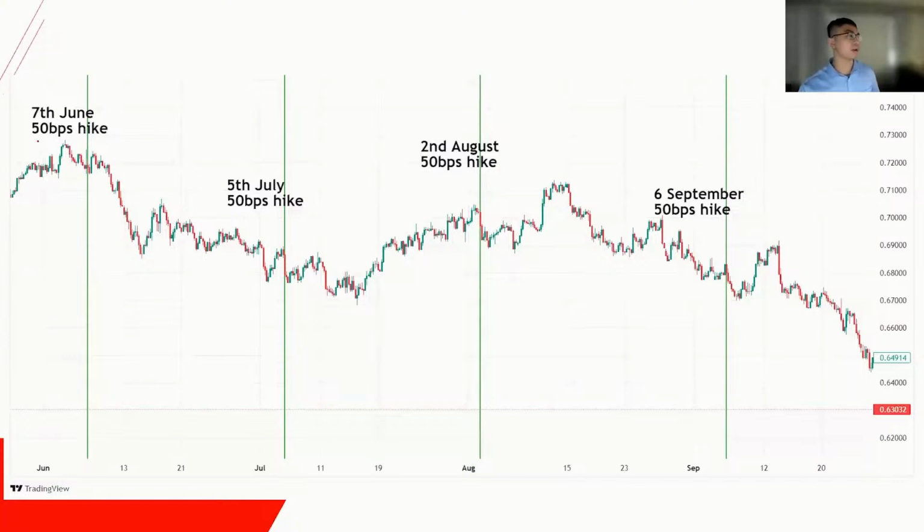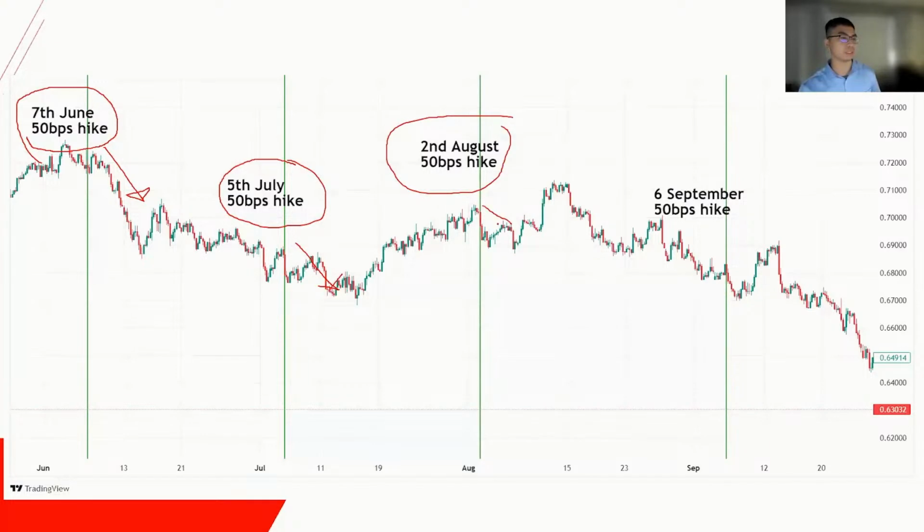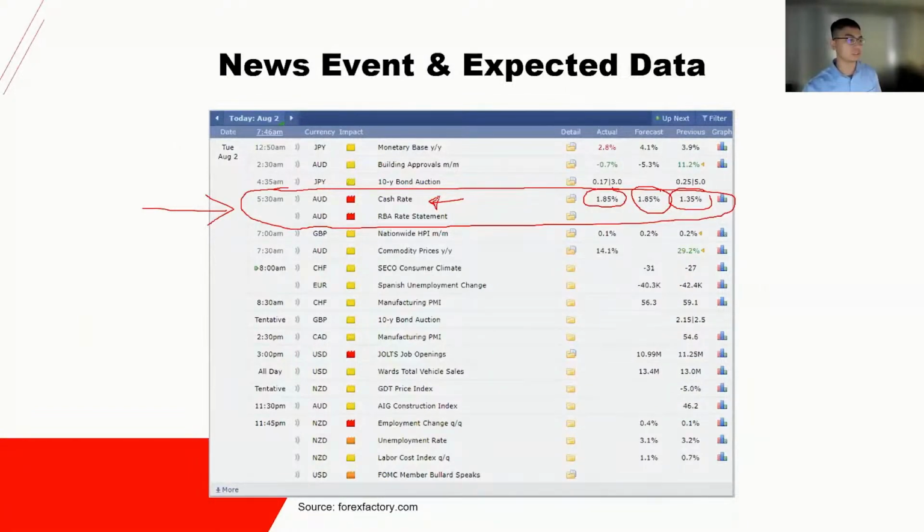On the Australian dollar chart, every time the Australian dollar had a 50 BPS hike on the 7th June, price went down. 5th July, 50 BPS hike, price went down. 2nd August, 50 BPS hike, price went down. 6th September, 50 BPS hike, price went down before going back up and continued going down. So we already know we have a data set, we have proven data on the charts, data do not lie. Every time we have a news release like this, we can expect to possibly sell Australian dollar, AUD/USD, every time we have a cash rate news event coming up.